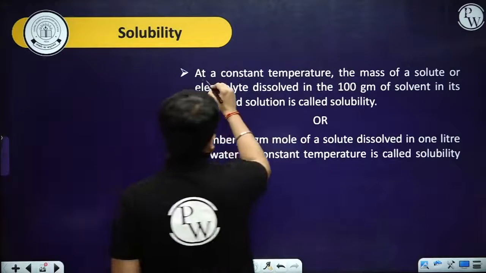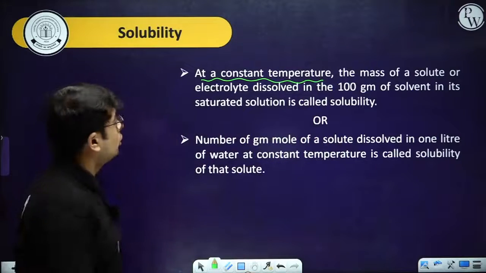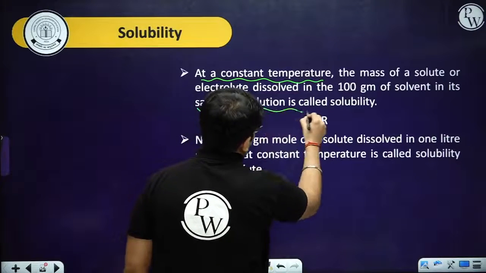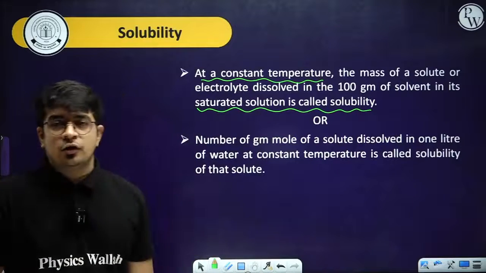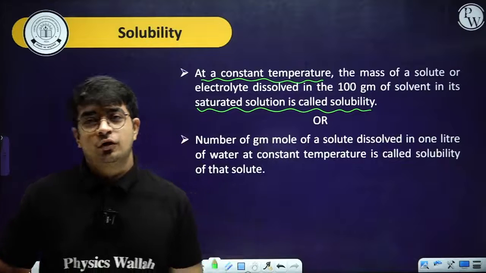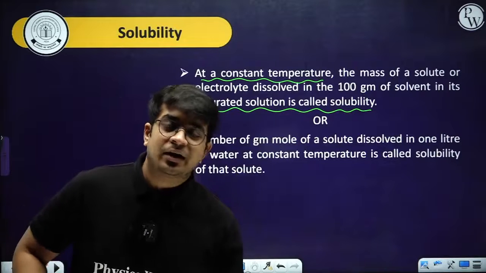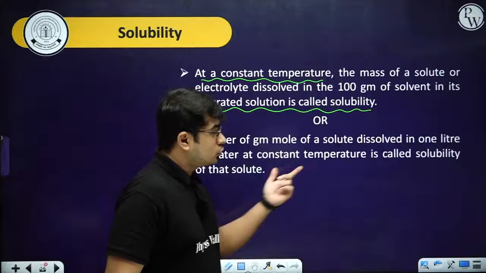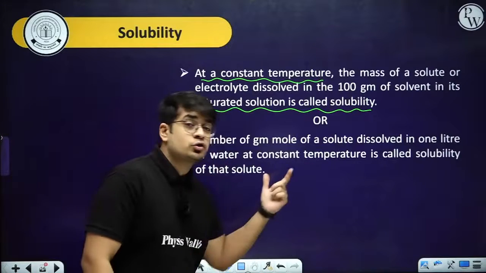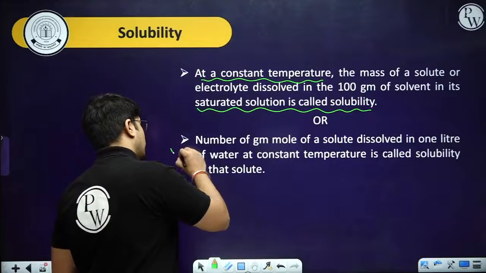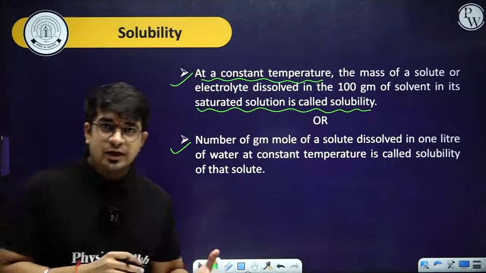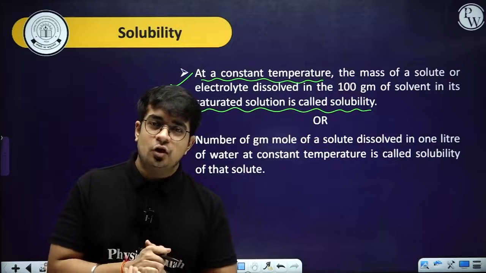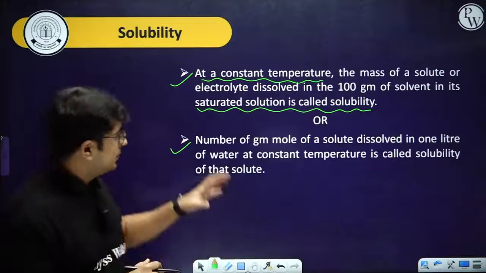Now if I talk about the concept of solubility, always remember, solubility is nothing but, at a constant temperature, the mass of a solute or electrolyte which is dissolved in 100 gram of its solvent in the saturated solution state. So it is the maximum amount of a solute which can be dissolved in a given amount of a solvent, generally 100 gram, because we are making a saturated solution. The number of gram moles of solute dissolved in 1 liter of water at constant temperature is also known as the solubility of that solute. So that depends upon the criteria which you are using, either in terms of molarity or in terms of grams of solute dissolved in 100 gram of the solvent. Okay, so that is the basic part of solubility.